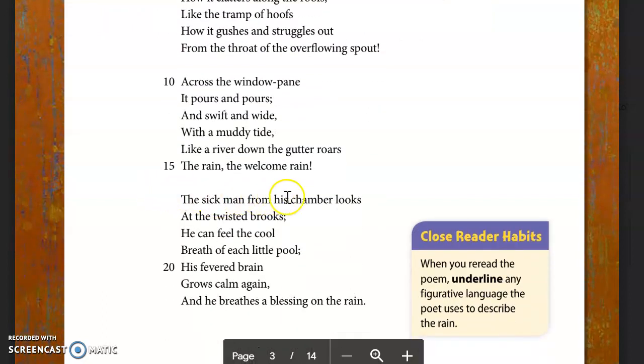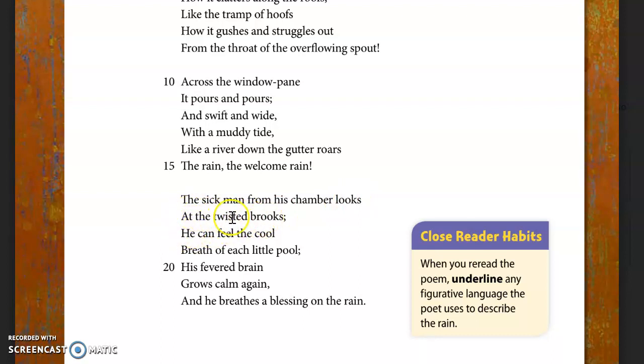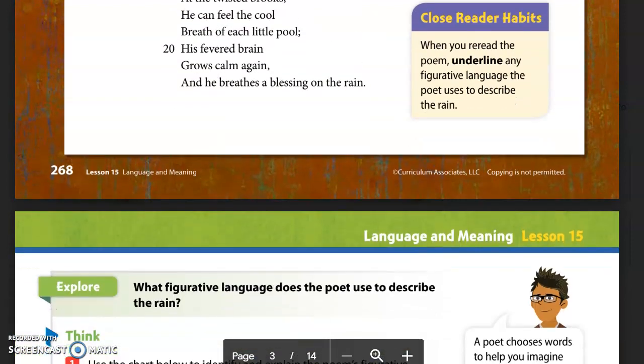The sick man from his chamber looks at the twisted brooks. He can feel the cool breath of each little pool. His fevered brain grows calm again, and he breathes a blessing on the rain.